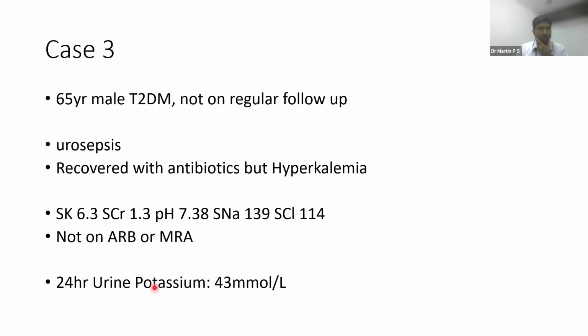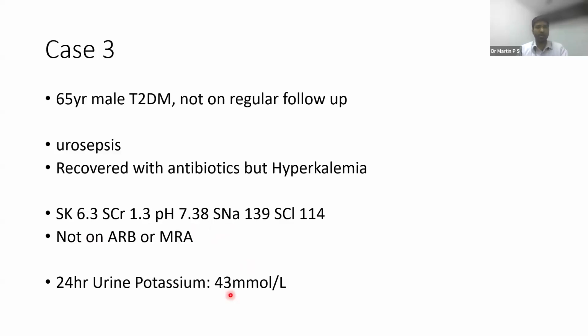whenever you come across a case of hyperkalemia in the background of a patient with diabetes, the first thing that we always consider is whether this patient is having type 4 RTA, whether it's having an incomplete or an evolving type 4 RTA. So when the pH is checked, the pH is very close, around 7.38. So a urine potassium was done. Urine potassium was 43.